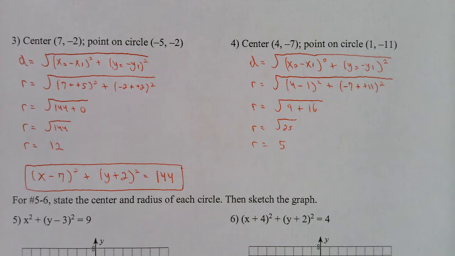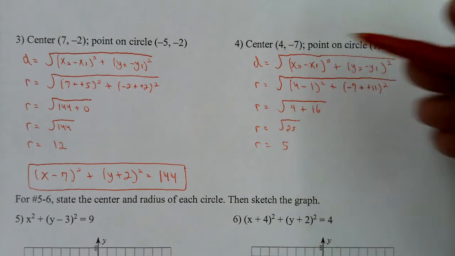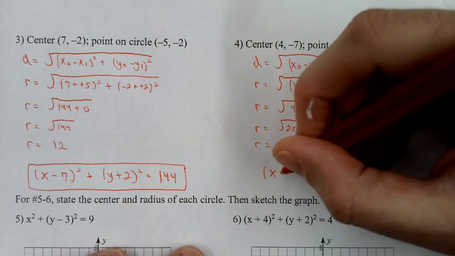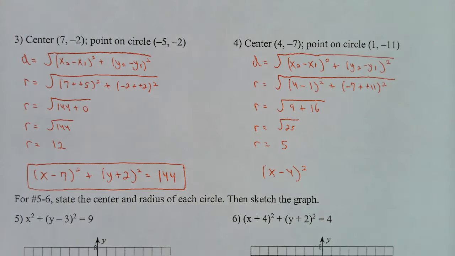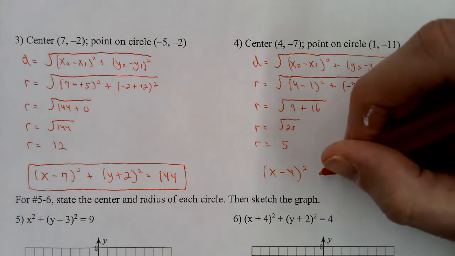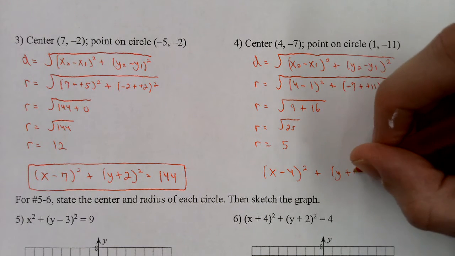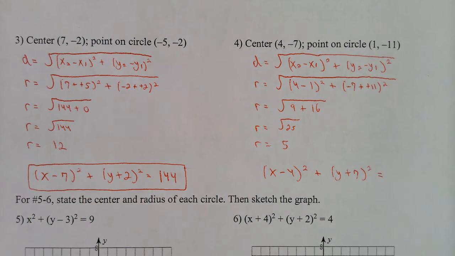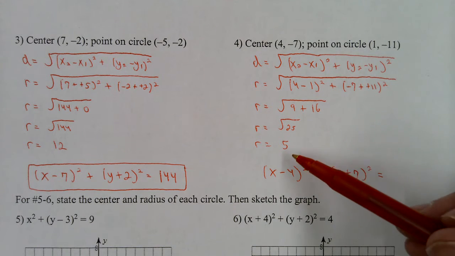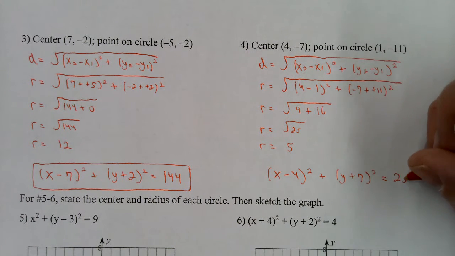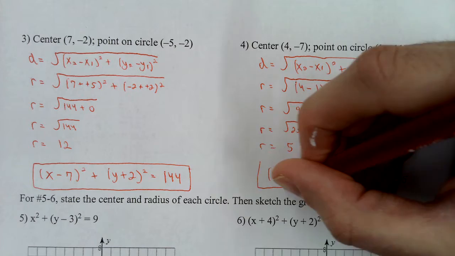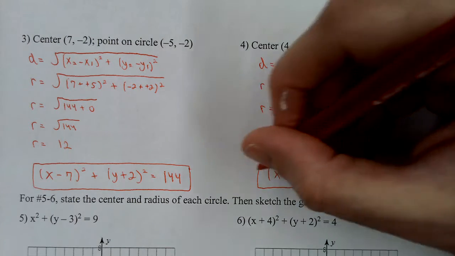So for my final answer, it's going to be x minus 4 squared, plus y plus 7 squared, equals the radius, which is 5 squared. So 25. Radius squared, 5 squared is 25.